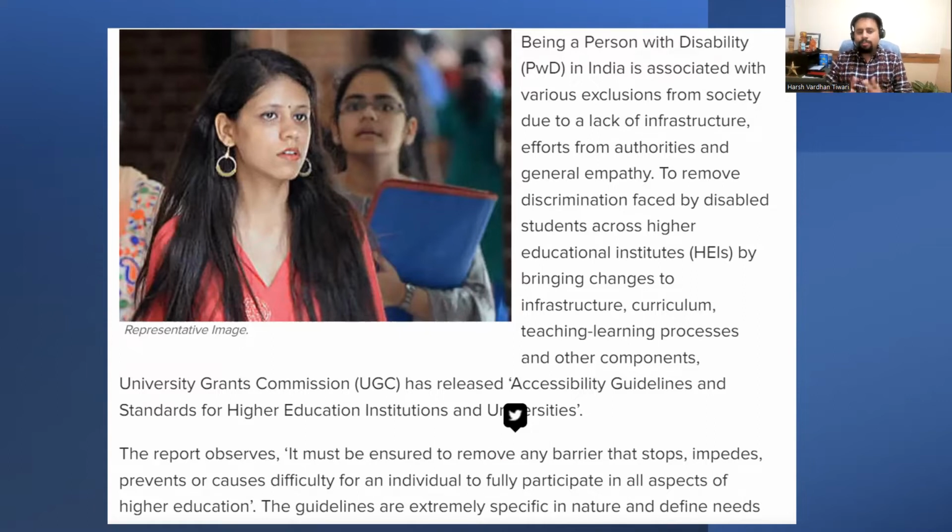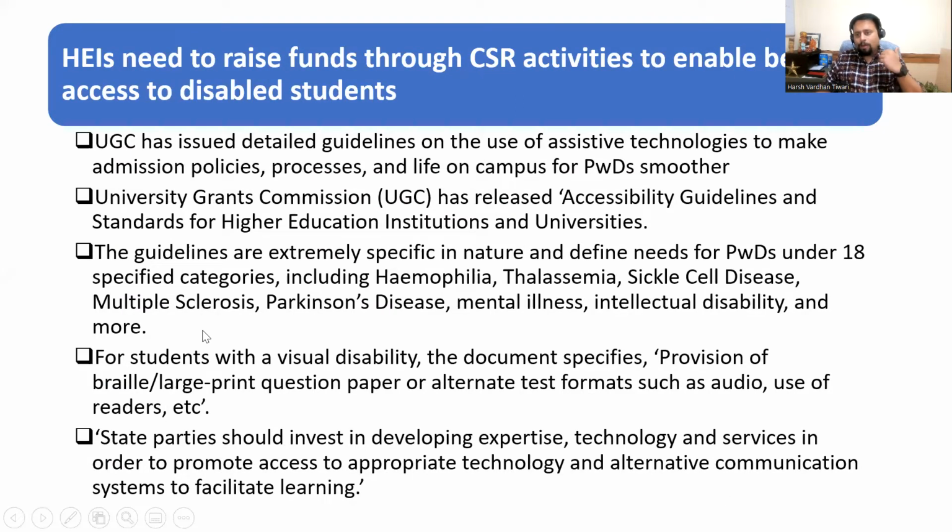So therefore, UGC has released accessibility guidelines and standards for higher education institutions and universities. And these are very, very important to remove any kind of barrier which impedes or prevents or causes difficulty for full participation of these kids in higher education. And what has come recently in the news is higher education institutions need to raise funds through CSR activities to enable better access to disabled students.